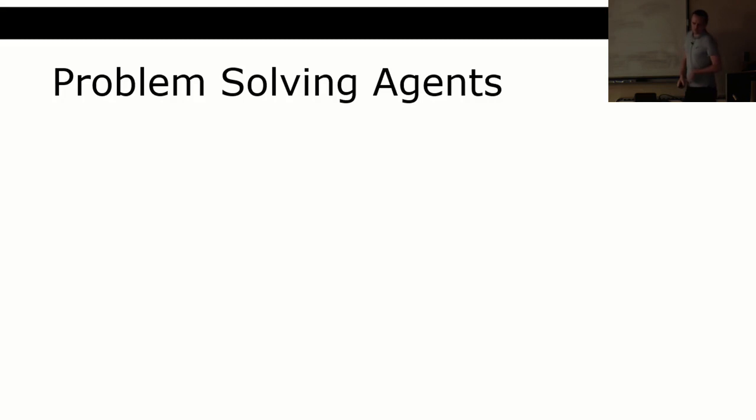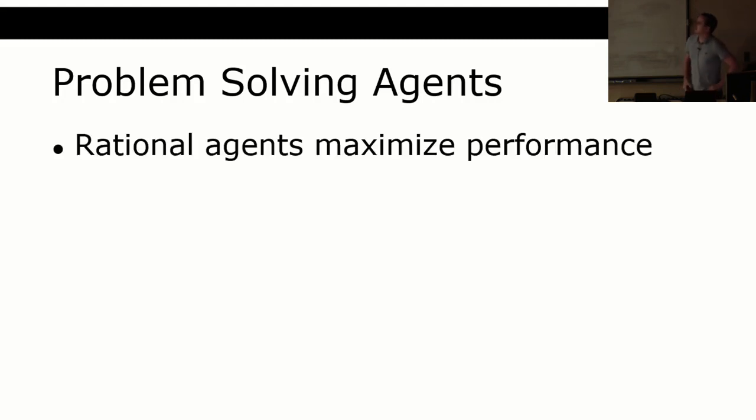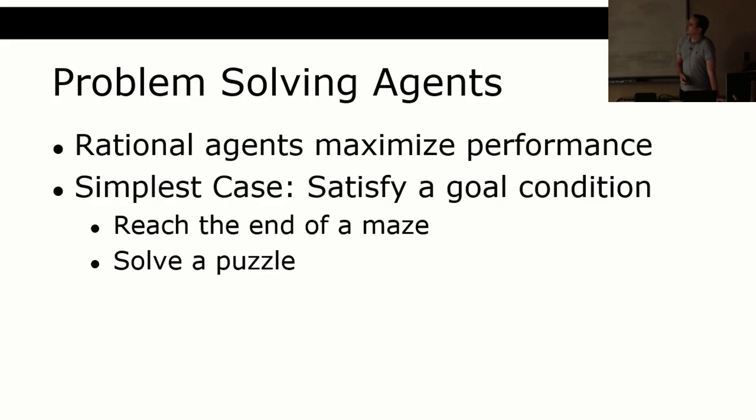So, problem-solving agents. We talked last time about how rational agents maximize performance within some given performance measure. And so in the simplest case, you have to satisfy some sort of goal condition. This is called a satisficing problem, where you just have to do a thing, not necessarily optimize a thing. So for example, just reach the end of a maze, solve this crossword puzzle, etc.